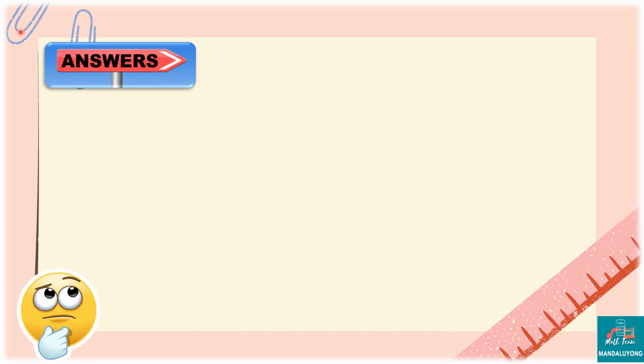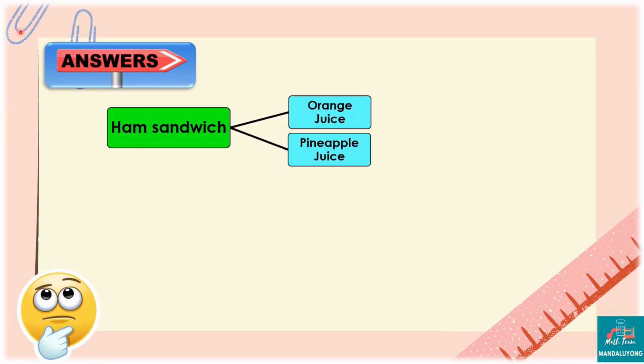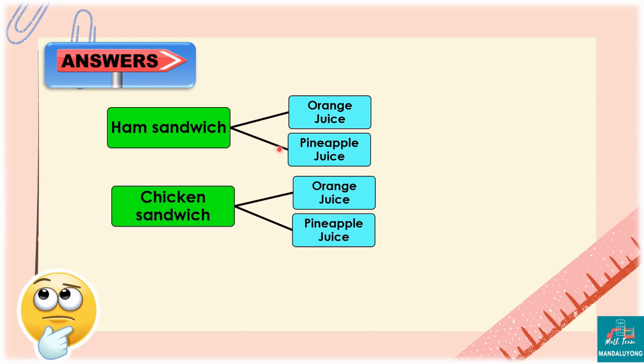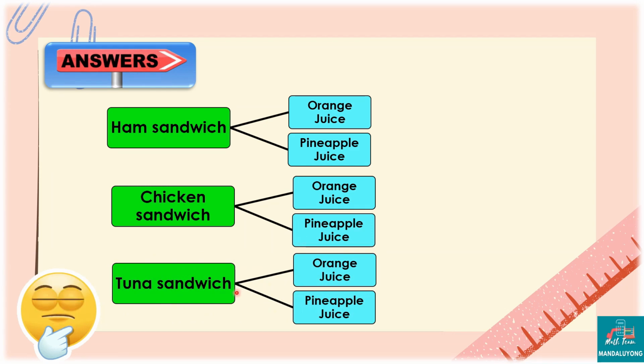Tingnan natin kung tama ang inyong mga sagot. Maaari tayong magkaroon ng combo na ham sandwich plus orange juice at saka ham sandwich plus pineapple juice. Maaari rin tayong magkaroon ng combo snacks na chicken sandwich plus orange juice at saka chicken sandwich plus pineapple juice. Ganoon din, maaari tayong magkaroon ng combo snacks na tuna sandwich plus orange juice at saka tuna sandwich plus pineapple juice.